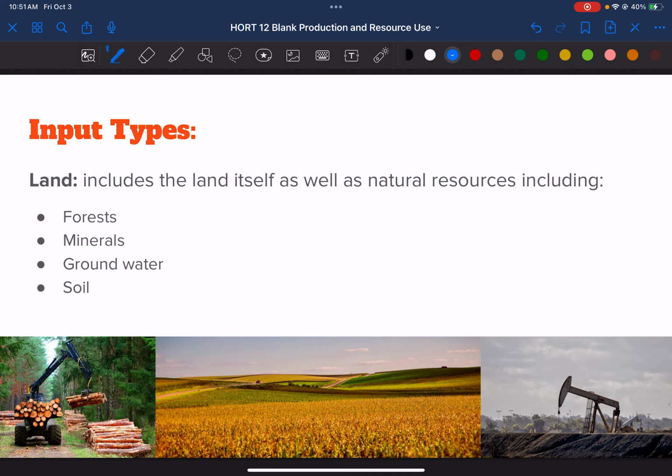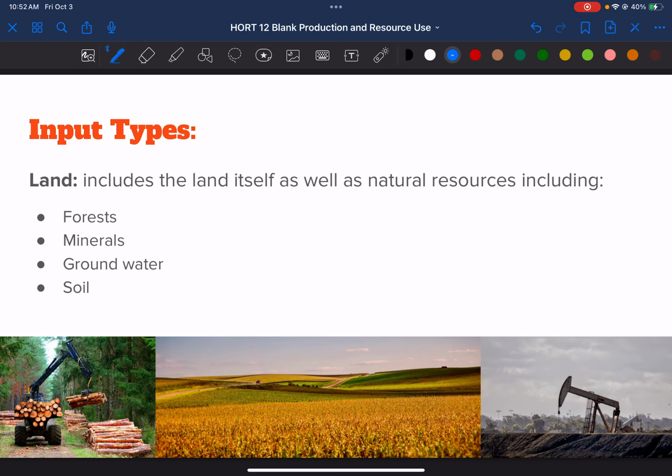Now this includes both the land itself as well as any natural resources that come on the land. This could include forests. It could include minerals. When we talk about minerals, we're talking about things like gold or silver that are in the ground, or phosphorus, anything that could be mined or extracted. We can also use minerals to refer to oil or natural gas or coal that's in the ground that could be extracted.